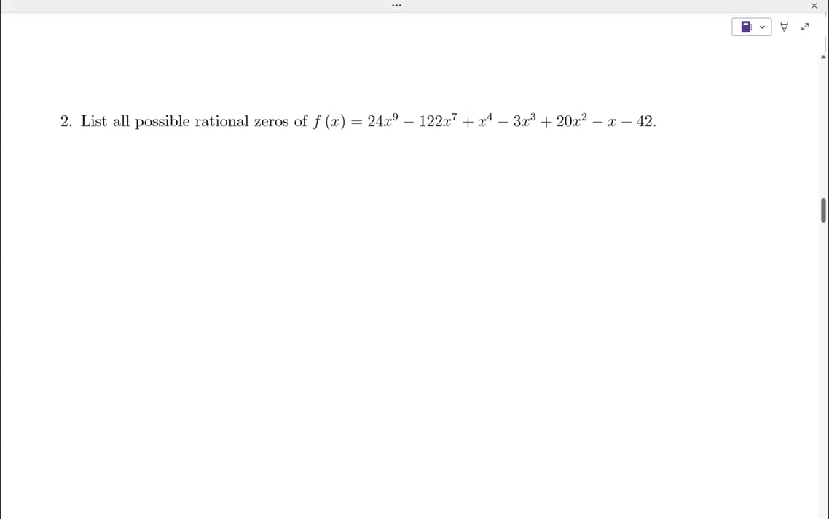Same idea. What two numbers do we want the factors of? Okay, 24 and 42. Which factors are going to give you the possible numerators? The 42, right? The constant term gives you the possible numerators. The leading coefficient gives you the possible denominators. Yes?